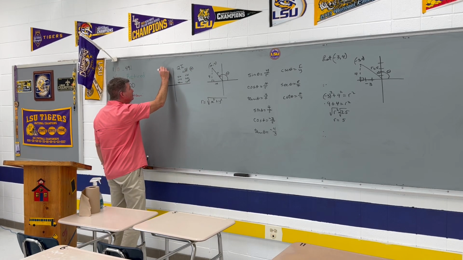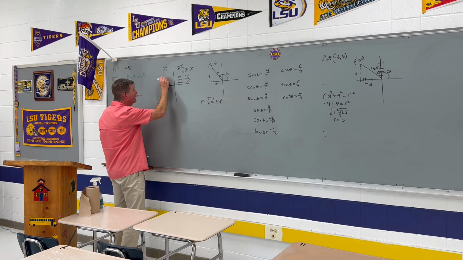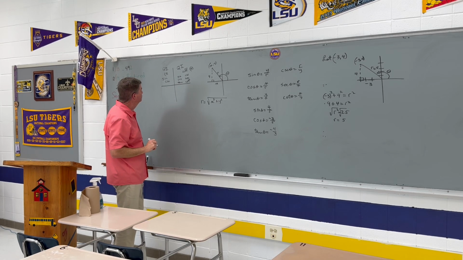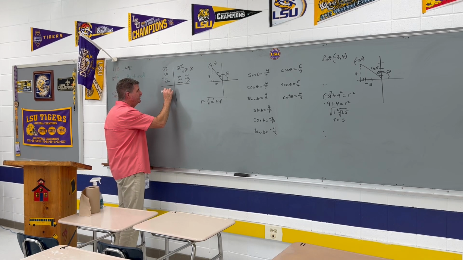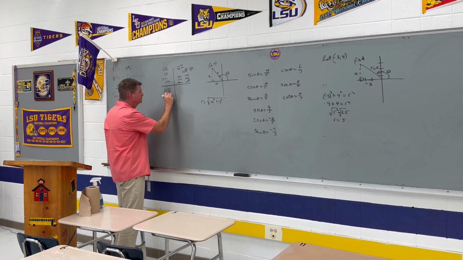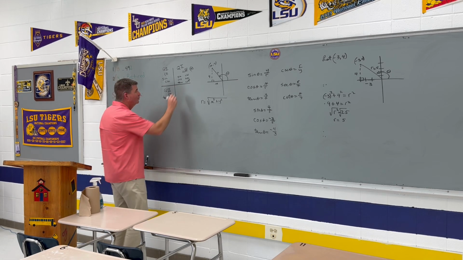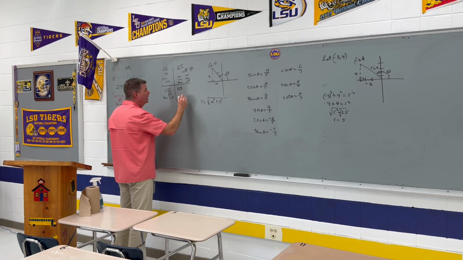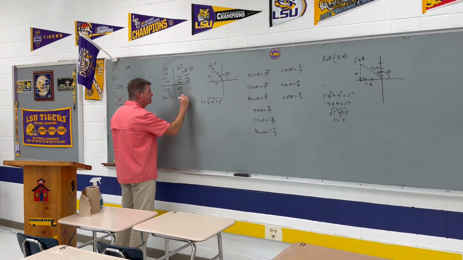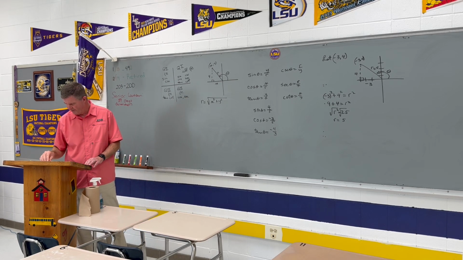In quadrant 2, the ones that are positive are the sine and the cosecant, which is its inverse. In quadrant 3, the positive functions are the tangent and the cotangent, its inverse. And then in quadrant 4, the positive ones are cosine and secant. Cosine and secant are positive in the 4th quadrant.